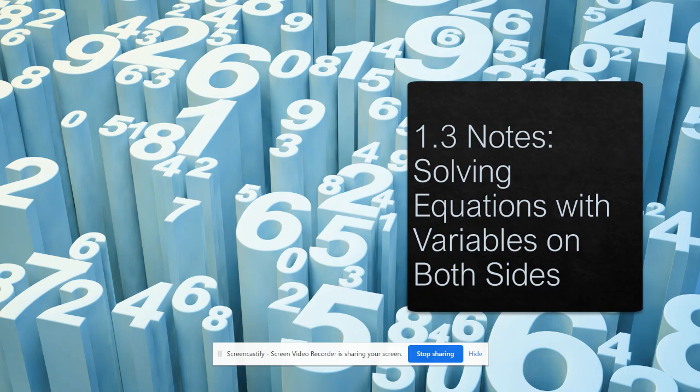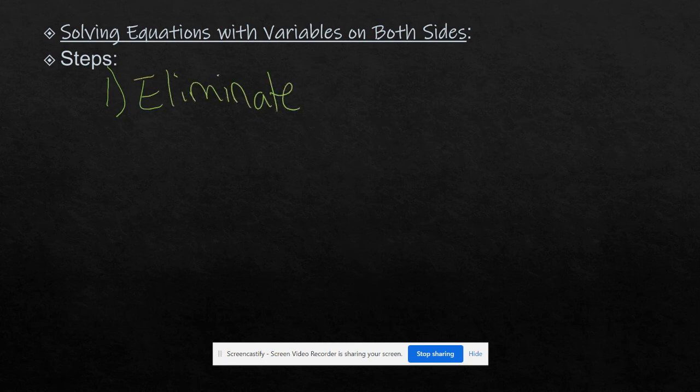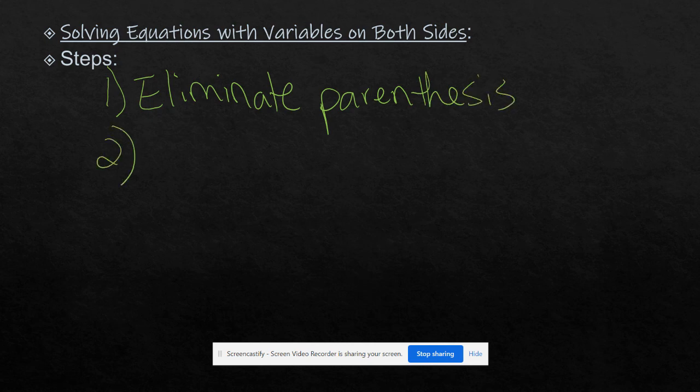Welcome back, everybody. Today we're going to learn about solving equations with variables on both sides. Let's start with discussing some steps to help us solve. The first thing we want to do is eliminate or get rid of any parentheses or brackets or grouping symbols. But most often they're going to be parentheses.